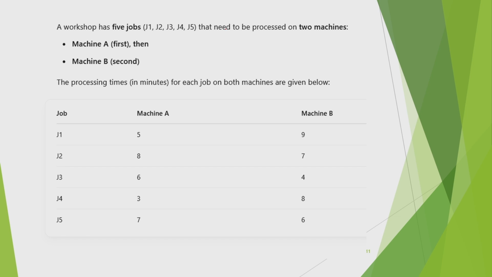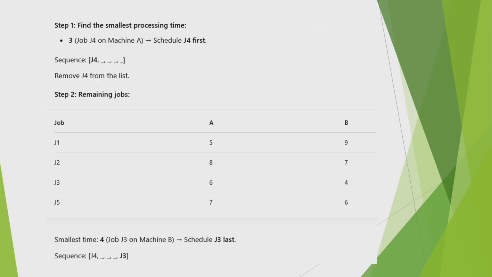Suppose a workshop has 5 jobs J1, J2, J3, J4 and J5 that need to be processed on 2 machines. So machine A is first, machine B is second. Processing time in minutes for each job on both machines are given below. So this is job J1, J2, J3, J4 and machine A, machine B. Now let us schedule it.